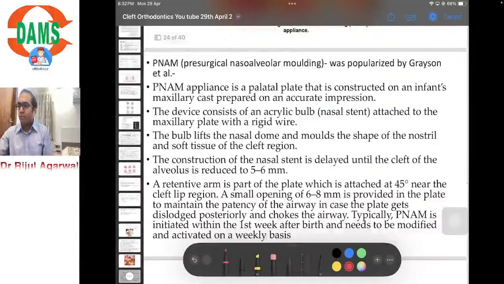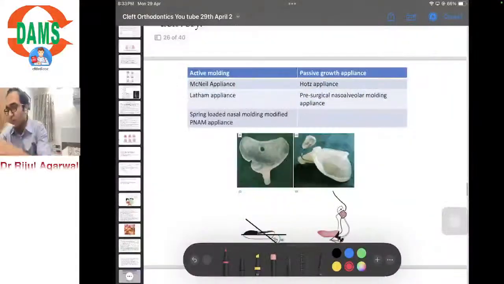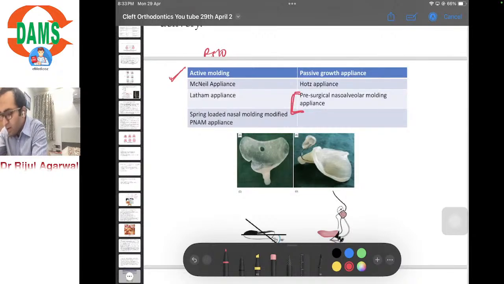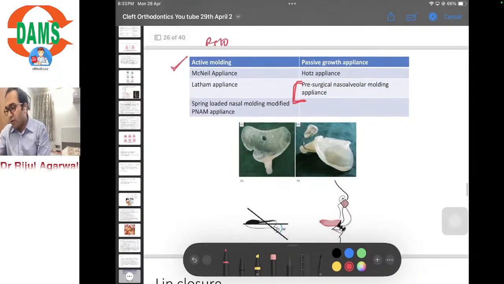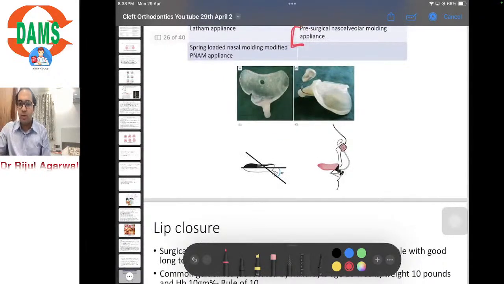Next comes the PNAM, that is pre-surgical nasoalveolar molding. It was popularized by Grayson. Please note, PNAM comes under PSIO. These are the devices which come under PSIO: first is the active molding, and then the passive growth appliances. This is a classification table. From our exam point of view, just the names are important, and what we need to discuss is the PNAM appliance, the pre-surgical nasoalveolar molding device, and this is the image of this appliance.